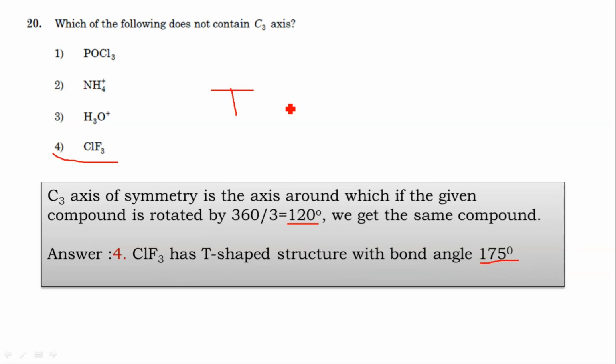So ClF3 does not contain a C3 axis. All others contain a C3 axis.